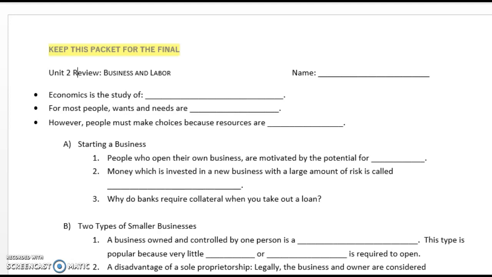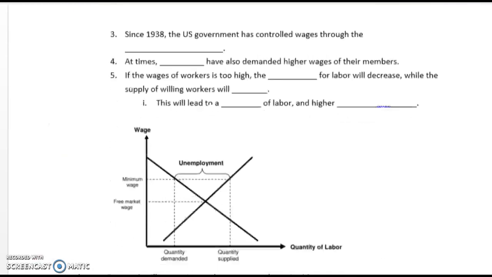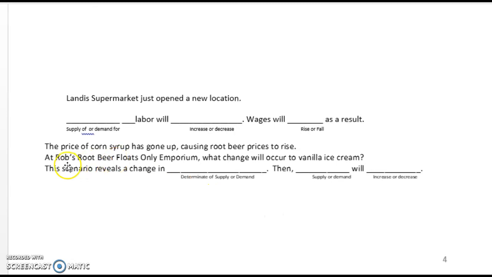So this is my Unit 2 review, and I copied and pasted from my Unit 1 review this question about Rob's Root Beer Floats Only Emporium that they had seen on their Unit 1 review sheet as well.